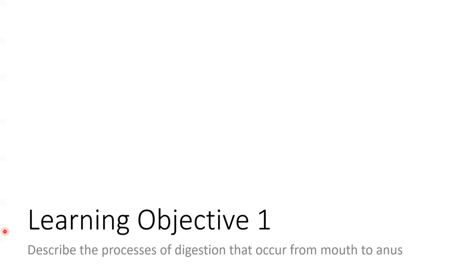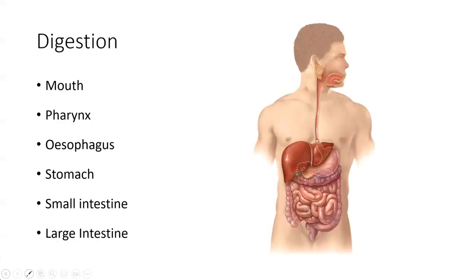Getting started with learning objective number 1, to describe the processes of digestion that occur from the mouth to the anus. So when I say the processes of digestion in this learning objective, I am referring to those 6 basic digestive processes that we spoke about in the previous lecture. So we had ingestion, secretion, mixing and propulsion, digestion, absorption, and defecation.